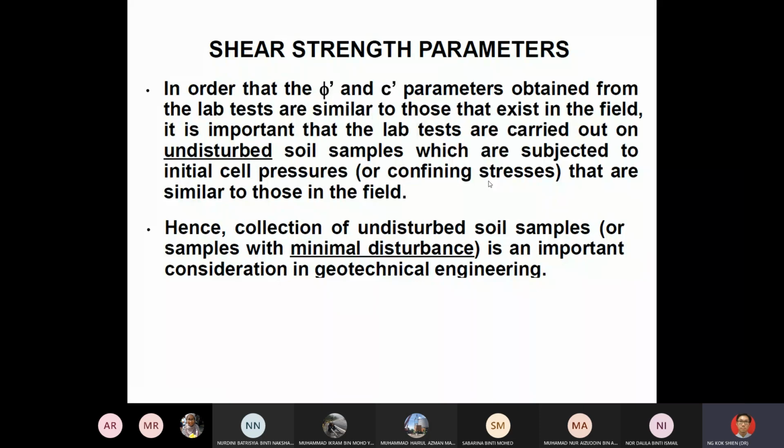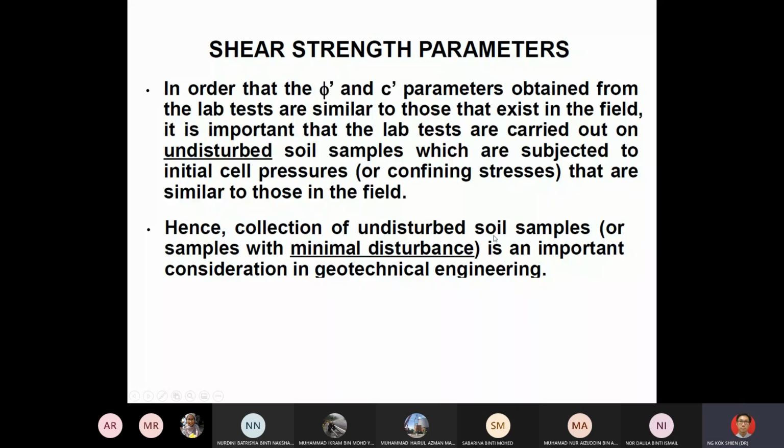So we need to consolidate the sample if you conduct the CU test or CD test. The pressure that we apply to consolidate the soil sample will represent the actual effective stress in the ground. So we need to apply the cell pressure. This cell pressure that we apply is similar to the stress that the soil experiences in the ground. Do you still remember?